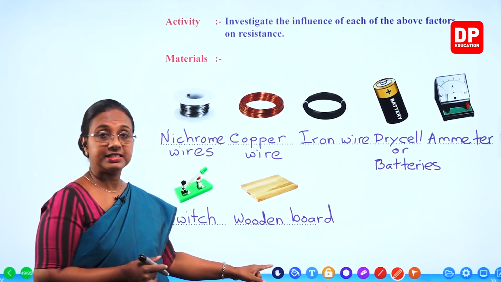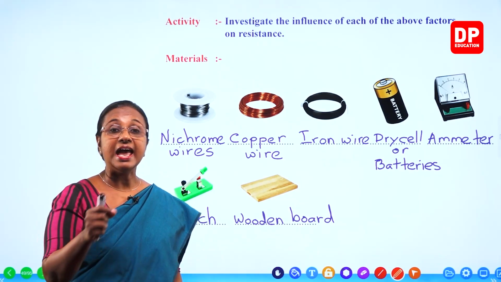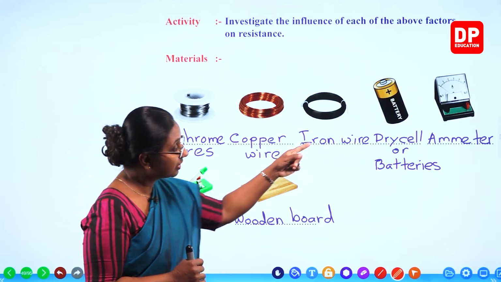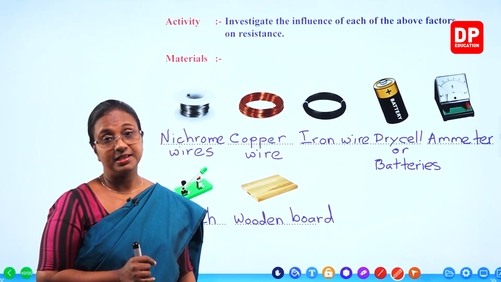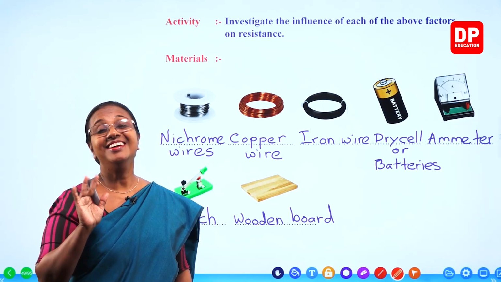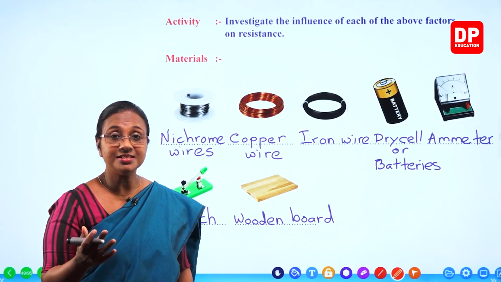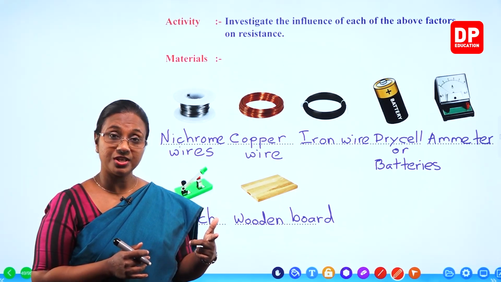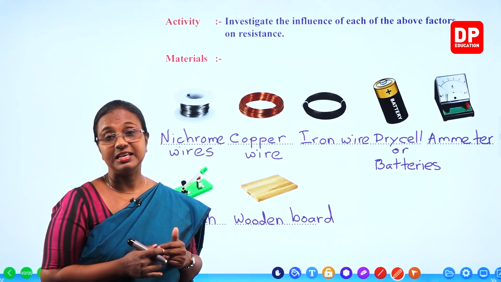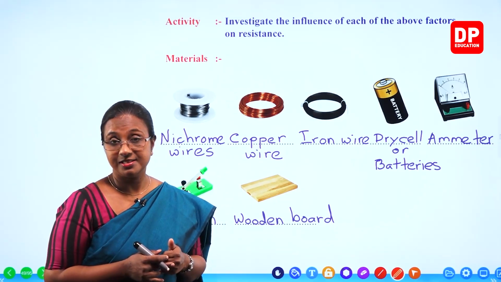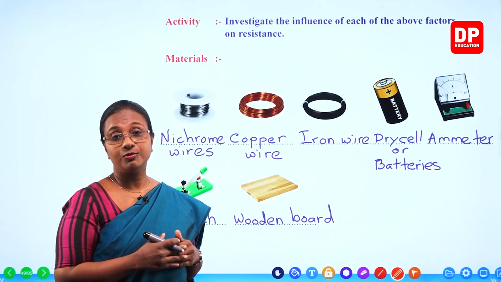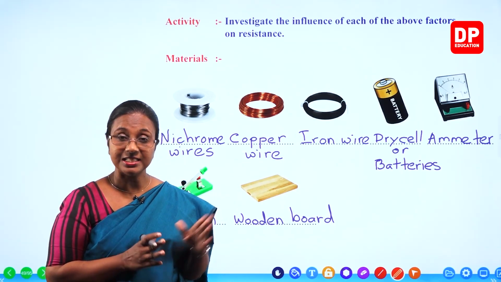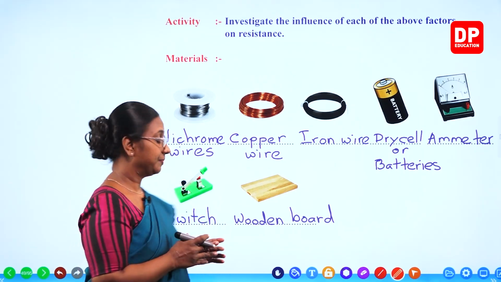And then we will connect the circuit. I will show you the diagram. And then with each conductor, we will measure the current flow using the ammeter. Then you will understand the difference in resistance and how the three factors, the length, the area of the cross section and the material, affect the resistance and therefore the current flow across the conductor. So I'll move on to the next slide where I will discuss the procedure in detail.